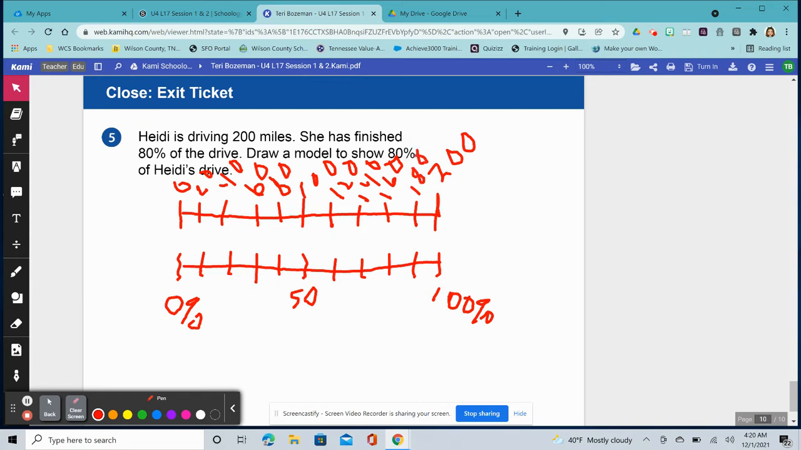And the problem wants to know, she's done 80% of the drive. So this is 50 here. This would be 60, 70, 80%, right? And if I follow that straight across to what makes it equivalent, then we have 160 miles. So she has driven 160 miles if she travels 80% of her drive.